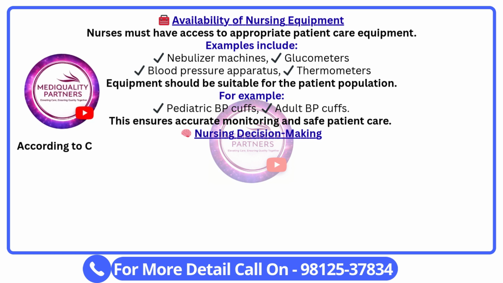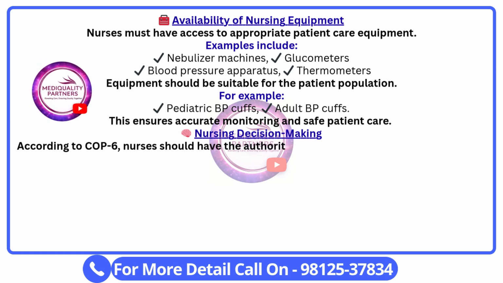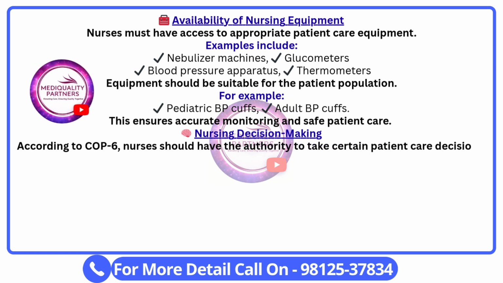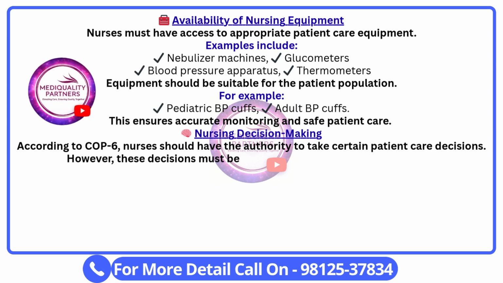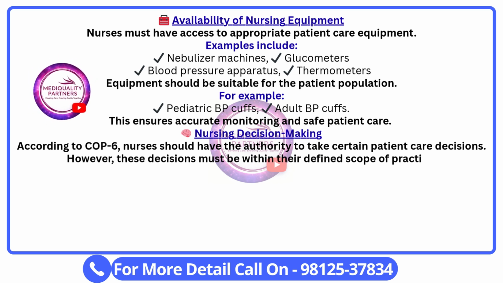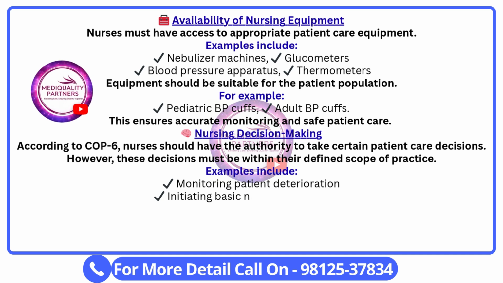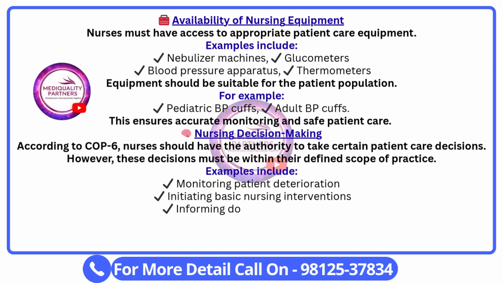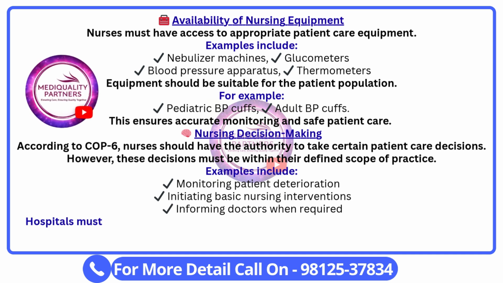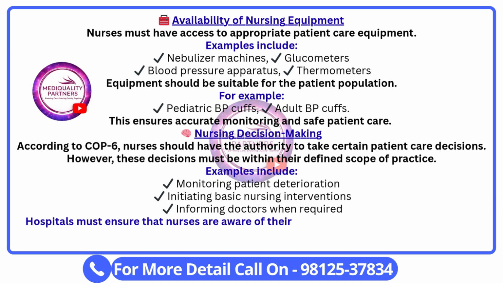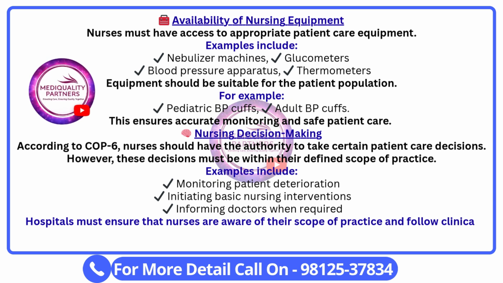Nursing decision making. According to COP-6, nurses should have the authority to take certain patient care decisions. However, these decisions must be within their defined scope of practice. Examples include monitoring patient deterioration, initiating basic nursing interventions, informing doctors when required. Hospitals must ensure that nurses are aware of their scope of practice and follow clinical protocols.